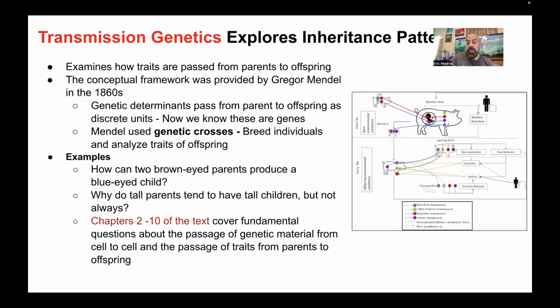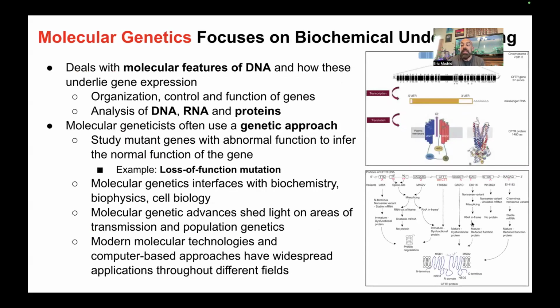This can be really important if you're doing stuff like selective breeding, which is used for agriculture, and understanding why traits are going to move from the parents to the offspring. And a lot of the examples and the problems that we work are going to be with this type of transmission genetics. There's molecular genetics.